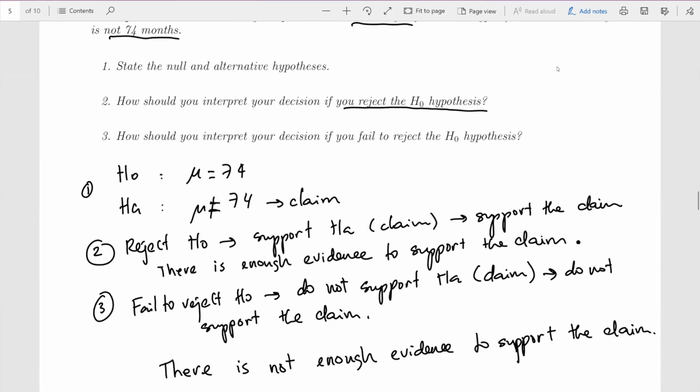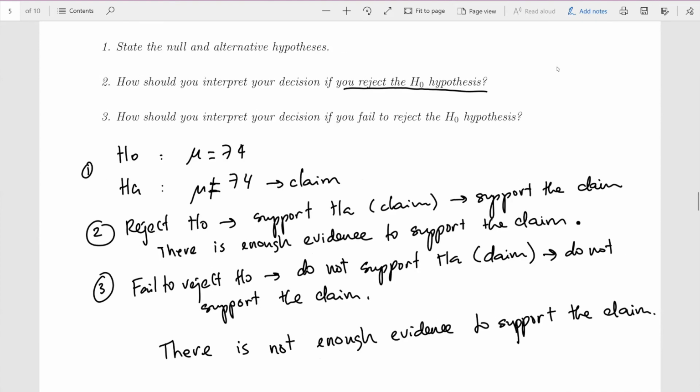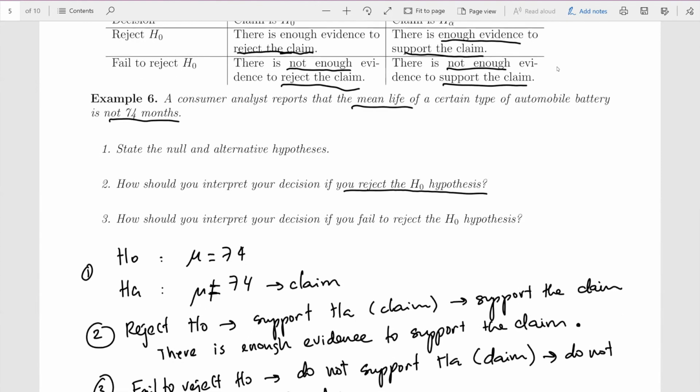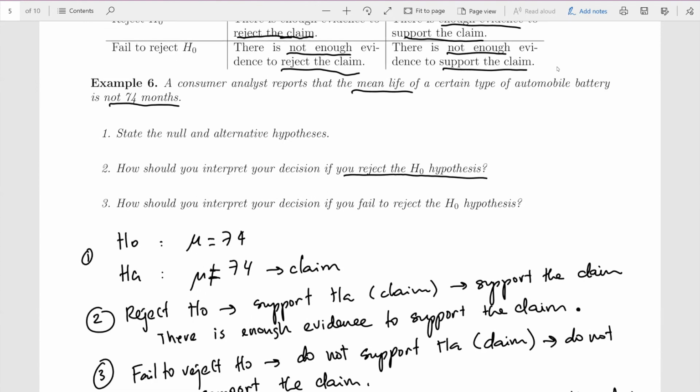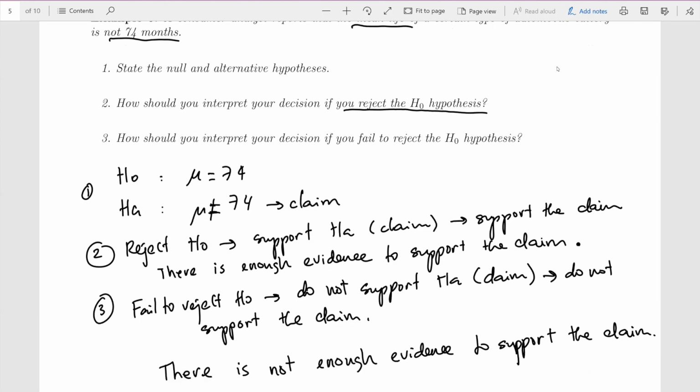So that means some of the batteries has a mean life that is either less than 74 or greater than 74. So this is how, depending on the scenario, depending on your claim, you come up with a null and alternative hypothesis. And then depending on the sample that you're collecting, depending on your test result, you can make a decision whether you reject or fail to reject the null hypothesis.